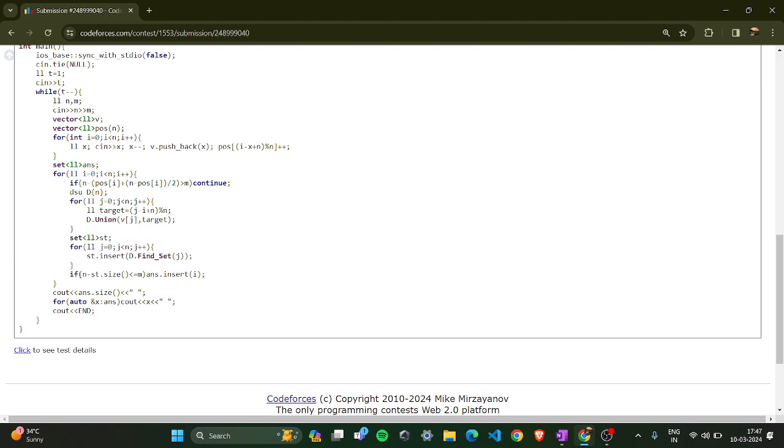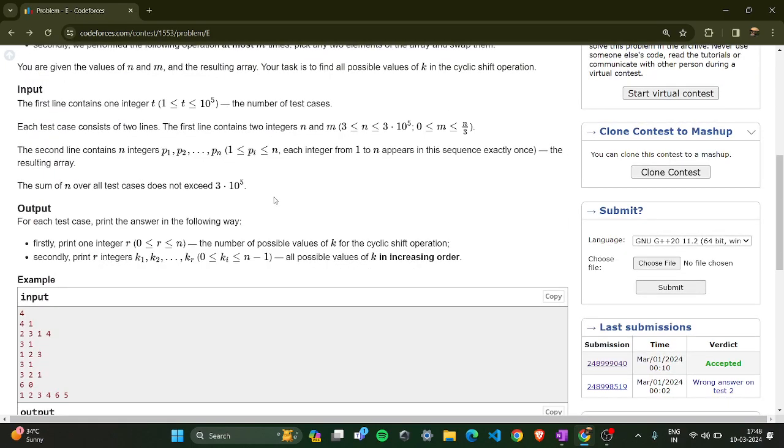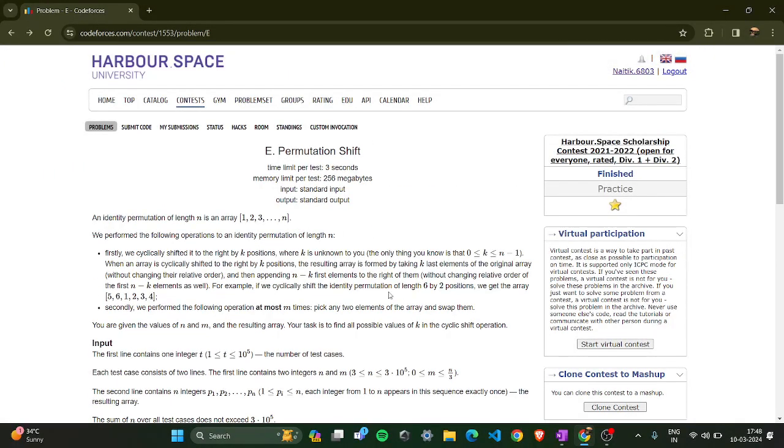Now this condition is to check if the total number of operations, n minus the total number of cycles, is less than or equal to m or not. If it's less than or equal to m, we can just insert the current answer into our final array, marking the current cyclic shift as a final answer. It is guaranteed that the size of the answer will be less than or equal to 3. So yes, this was the explanation for this given problem. Thanks.